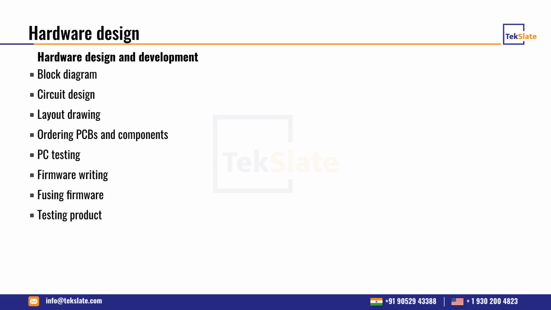Now, let's look at the hardware product development life cycle. It typically involves developing a block diagram and circuit design, schematic capture and layout drawing, then ordering the PCBs and components and populating the PCB, then PCB testing, writing firmware and loading the firmware into the microcontroller, and testing the product. This is the usual hardware product engineering. In that, the hardware design really happens at the block diagram and circuit design stage.